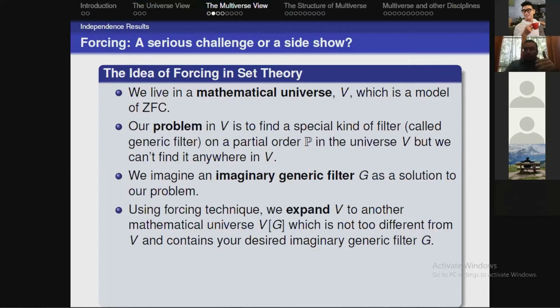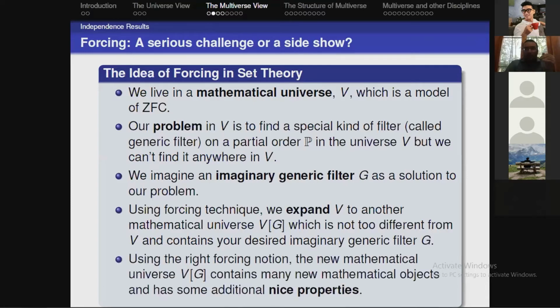through the method of forcing to a universe called V[G], which is not too different from V in the sense that it contains the same ordinals and has some of the same properties, but it's a little bit different in the sense that it contains the filter G and it has potentially more nice properties, and lots of additional statements such as the continuum hypothesis or the negation of the continuum hypothesis or many more statements are true in it. So V[G] actually contains new mathematical objects and additional properties. So that's how forcing works, just like a field extension in your normal mathematical practice.